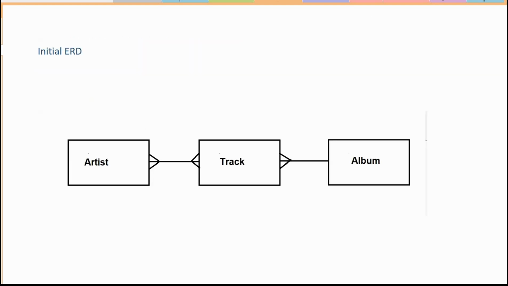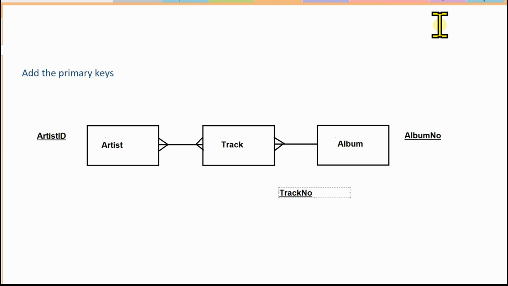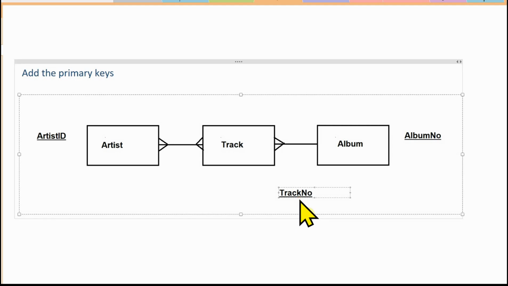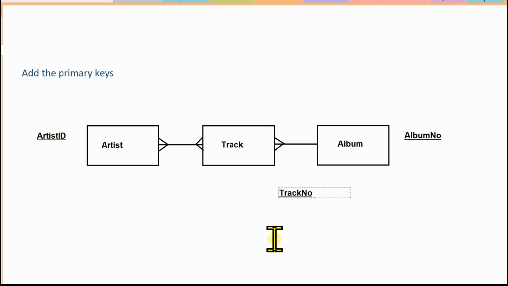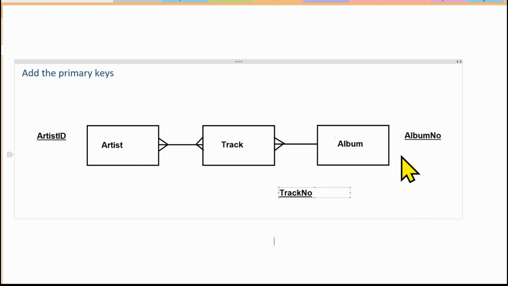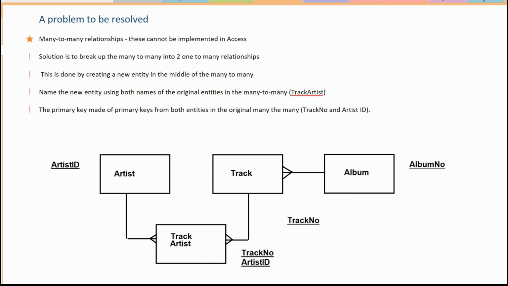From looking at the data, we can work out an initial ERD. We've got an artist can record many tracks and a track can be recorded by many artists, and an album is made up of many tracks but a track is only on one album. The next thing we've got to do is add the primary keys. So artist ID is the primary key for artist, track number is the primary key for track, and album number is the primary key for album. Now we have an issue in this database because we've got a many-to-many relationship between artist and track. We can't implement that in Access.